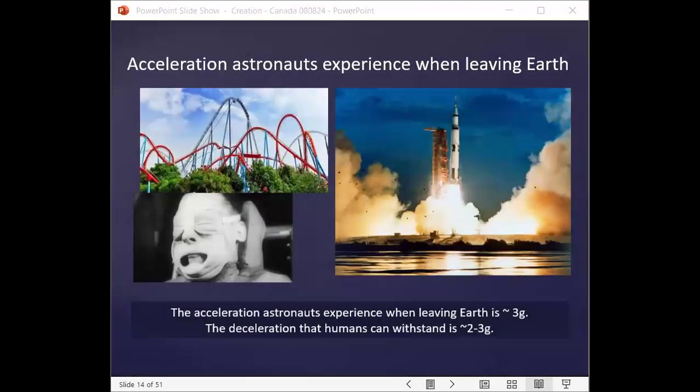The acceleration astronauts experience when leaving Earth is about 3g, okay? And that's only for a few minutes. Roller coasters can subject riders to g-forces ranging from 3 to 5Gs during intense steep drops or tight loops, but the intense g-forces typically last only for a few seconds, okay? Now imagine that you are subject to such g-forces for several hours, days, or even weeks. What will happen?